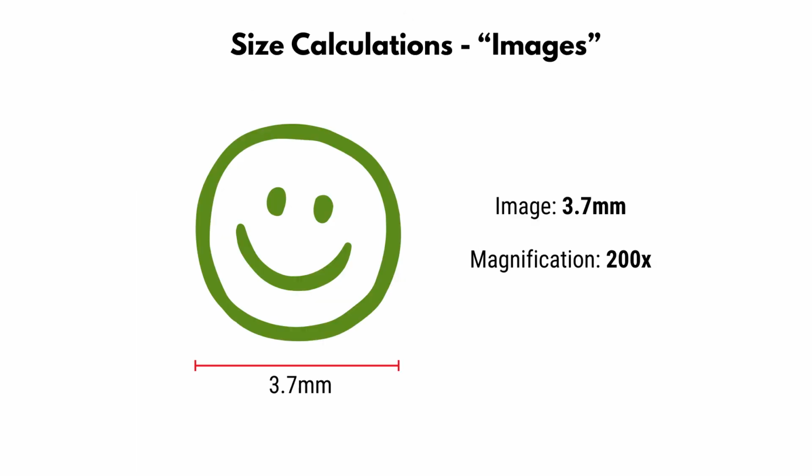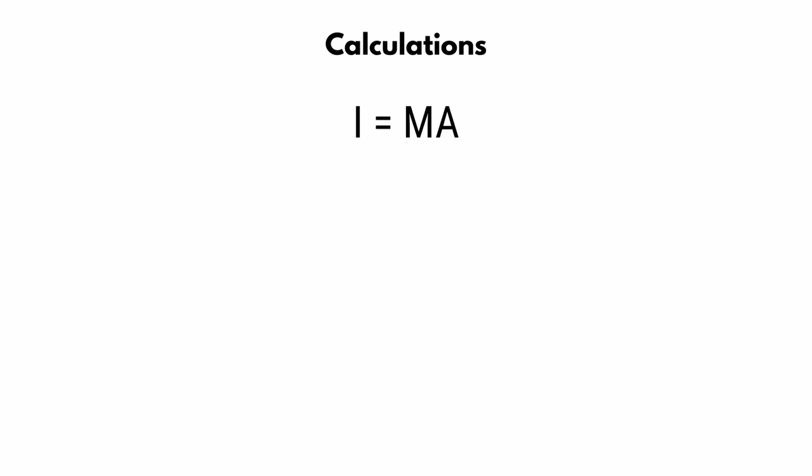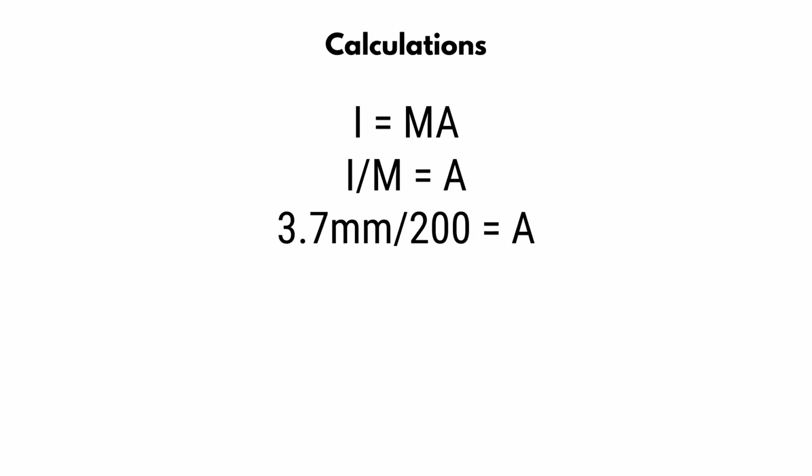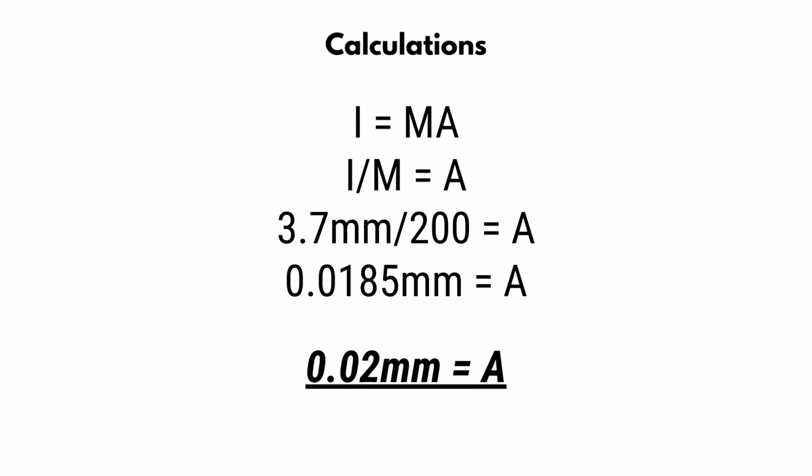We can identify our variables here: the image is 3.7 millimeters and the magnification is 200 times. Since the unknown variable here is actual size, we'll be trying to find the actual size. So let's put our formula down first, I equals MA, and then we can derive that actual size is image divided by magnification. Let's input our values here. The image is 3.7 millimeters and the magnification is 200. If you calculate that, we find that the actual size is 0.0185 millimeters. And then for sig fig's sake, it is 0.02 millimeters.